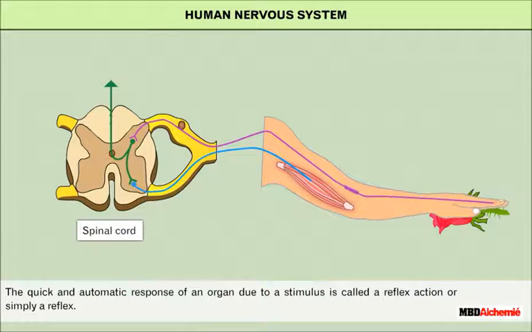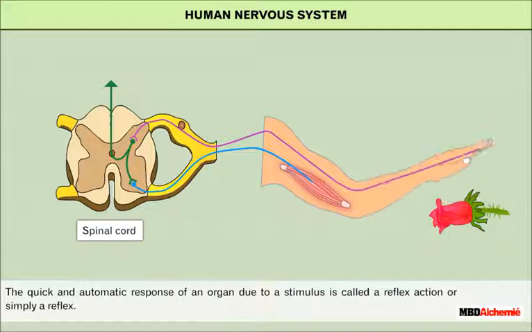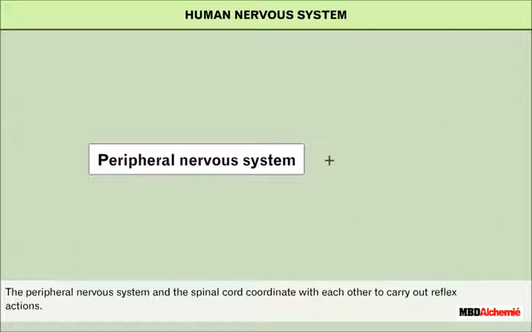The quick and automatic response of an organ due to a stimulus is called a reflex action, or simply a reflex. The peripheral nervous system and the spinal cord coordinate with each other to carry out reflex actions.